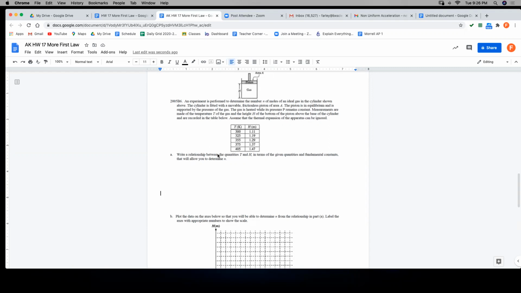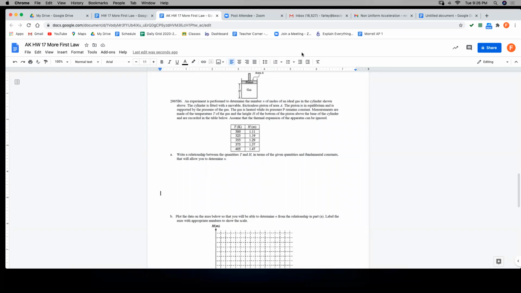Measurements are made of the temperature of the gas and the height of the bottom of the piston above the base of the cylinder, and are recorded in the table below. Assume that the thermal expansion of the apparatus can be ignored. Write a relationship between the quantities T and H in terms of the given quantities and fundamental constants that will allow you to determine N.